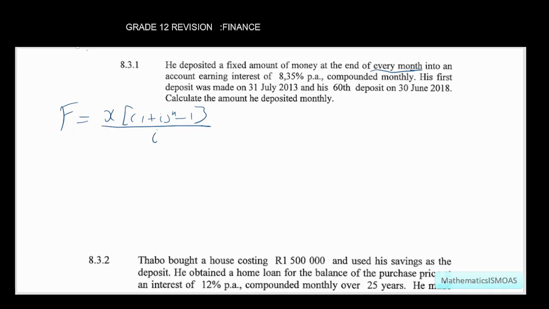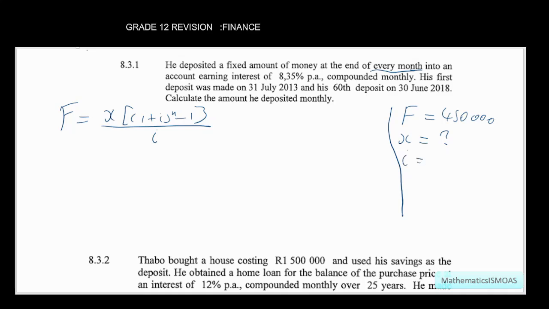This formula you are given in the information sheet, where F is your future value, X your regular payment, i your interest rate as a decimal, and n will be the number of payments. So here in the question, what are we given? What do we know? We know F, the amount that Thabo wants to get on 30 June 2018, which is 450,000. And then X, the regular payment, or in this case regular deposits. This is what we are calculating.